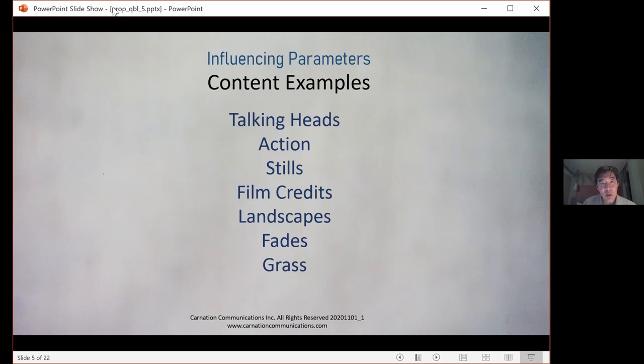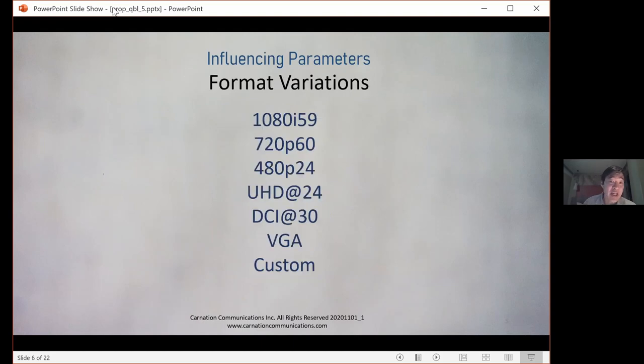Okay, so we have format variations. I think we are all aware of the developments from 480p or 480i all the way to now 4K. I mean, we're talking about a 12-fold increase in terms of data content.